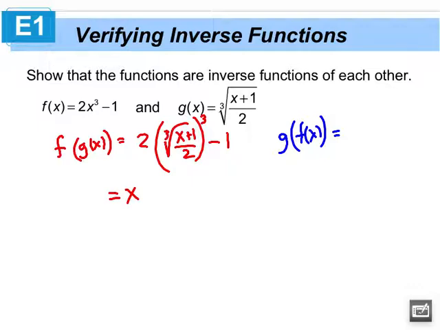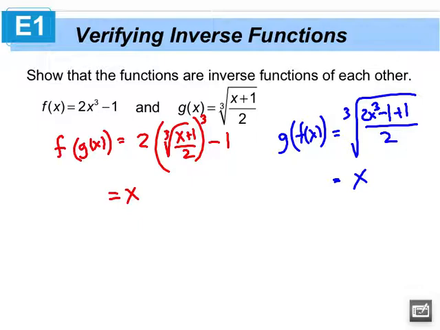Not sufficient. You need to check both. Most of the time they'll work out just fine, but there are bizarre functions out there where it might not work. So the cubic root of 2x cubed minus 1, plus 1, all over 2. And again, you can see quickly that negative 1 plus 1 goes away, 2 divided by 2 goes away, the cubic root of x cubed is x, and we're good to go.